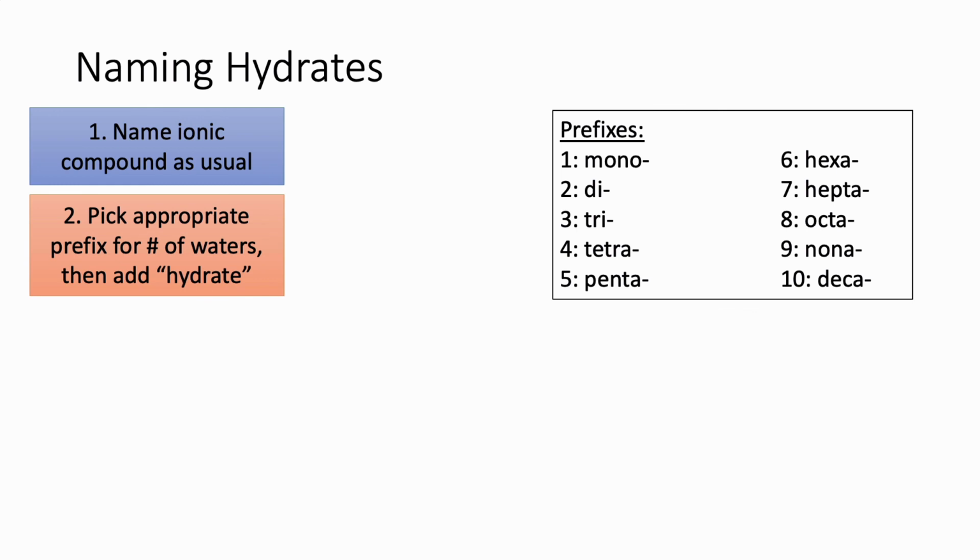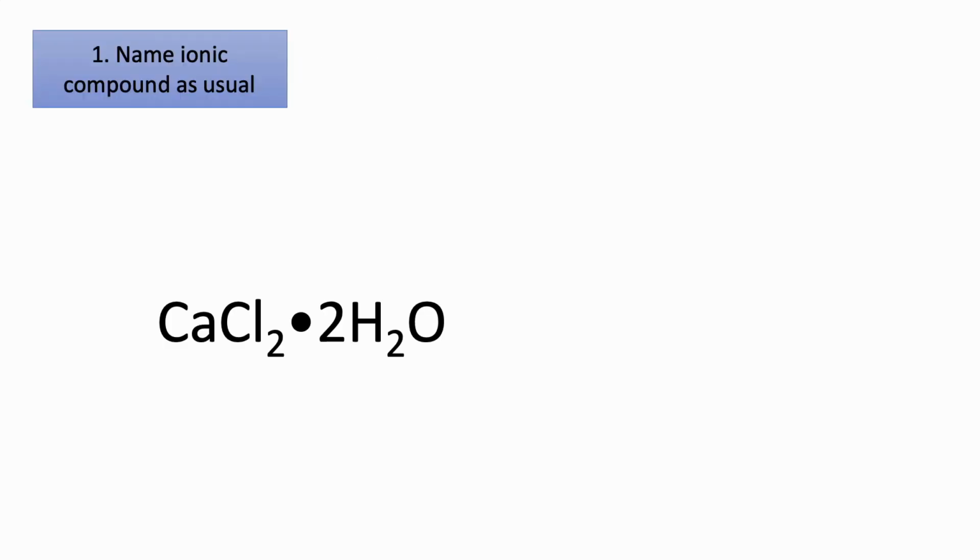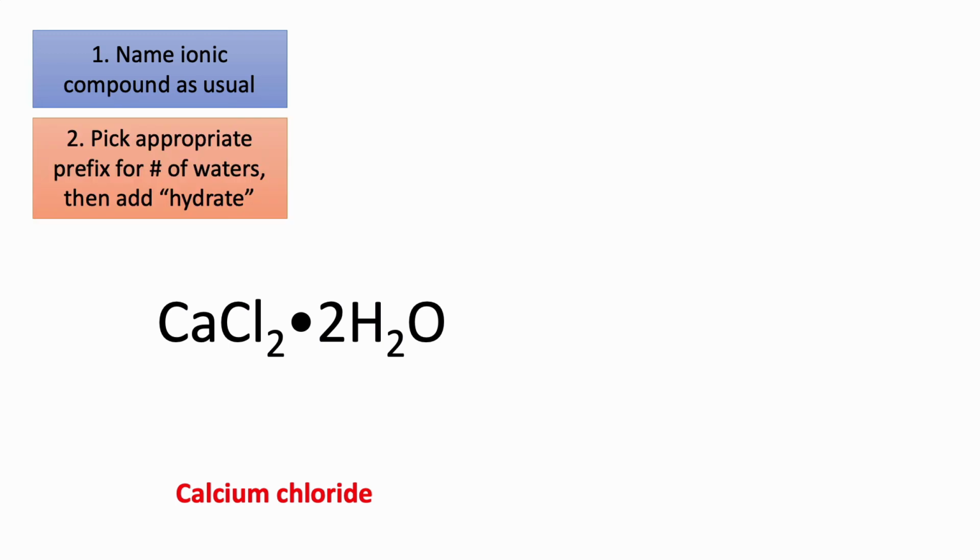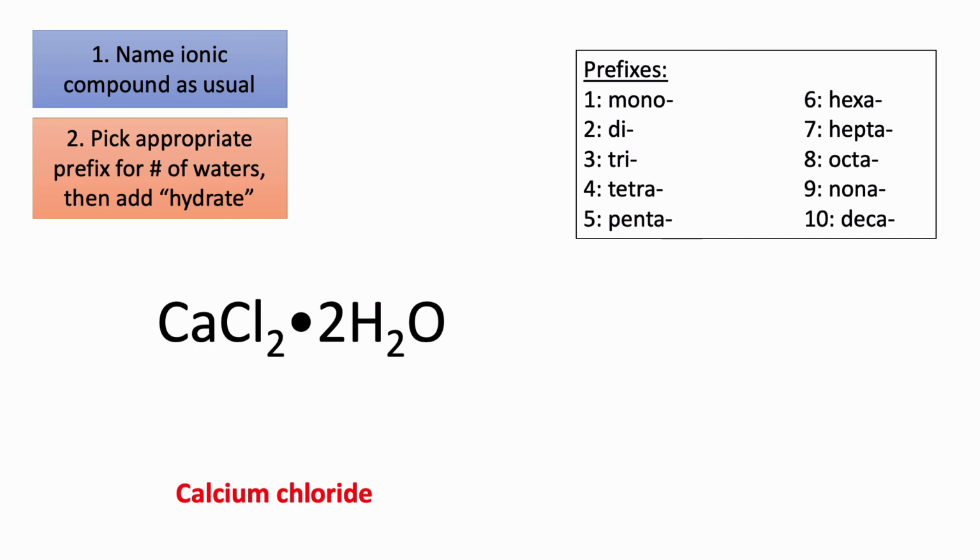So here are our prefixes: mono, di, tri, tetra, penta, hexa, hepta, octa, nona, deca. Now, I personally have never seen anything above a heptahydrate, but I know it is possible to have more. So back to the ionic compound we were looking at before, CaCl2, that's calcium chloride. Then we have our dot, 2H2O. We have to pick the appropriate prefix. We have 2, that's going to be di. So that's calcium chloride dihydrate.